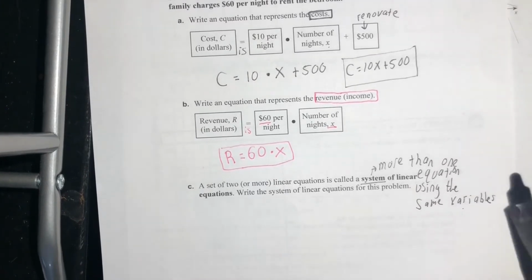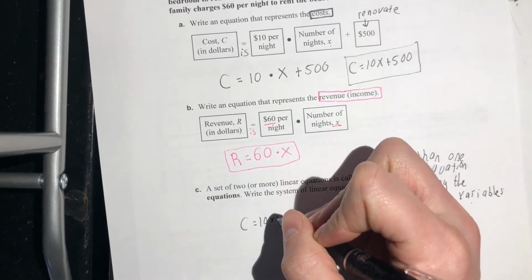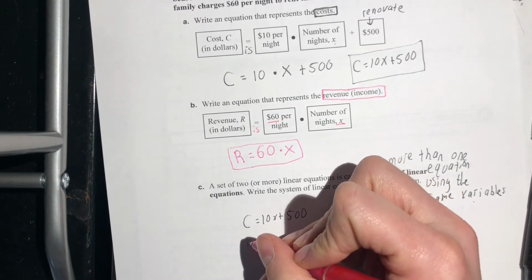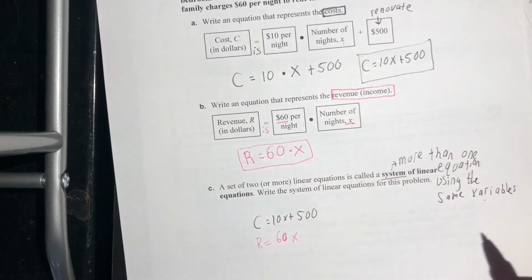So our system of equations, we have our cost equals 10x plus 500. And we have our revenue equals 60x. That is our system.